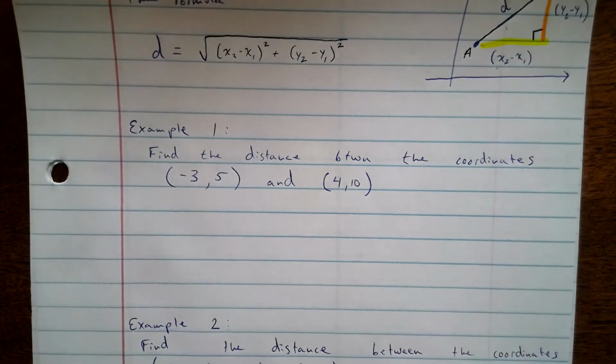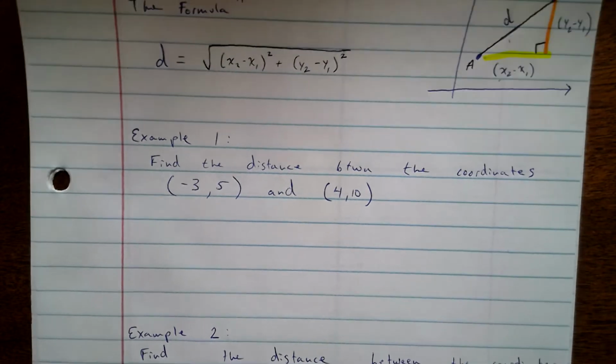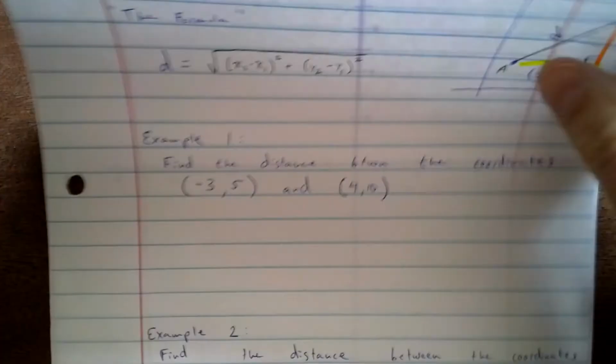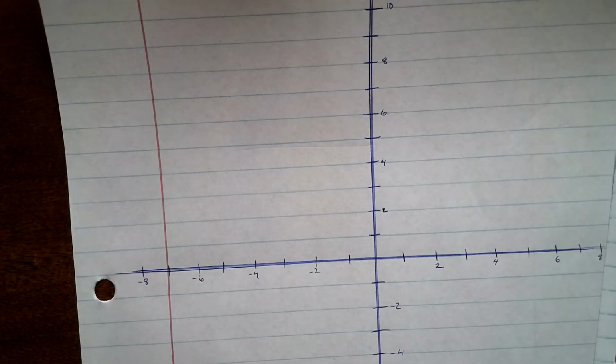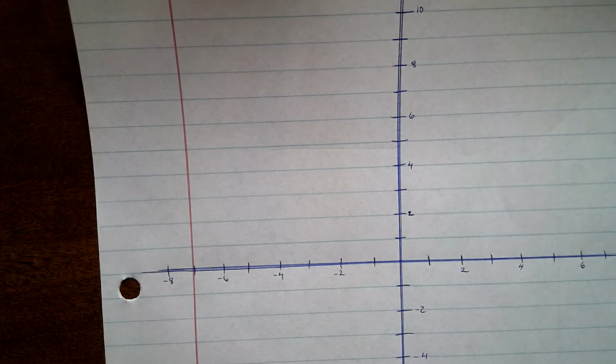First thing, find the distance between the coordinates -3, 5, and 4, 10. So you guys should add this to your notebooks. This is example problem 1. Now I'm going to show you on a graph what this might look like so that you can get a firm understanding of what the question is asking.